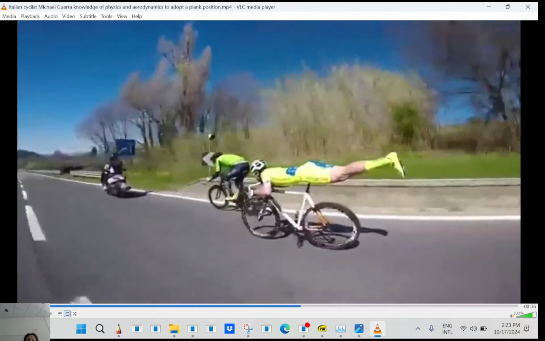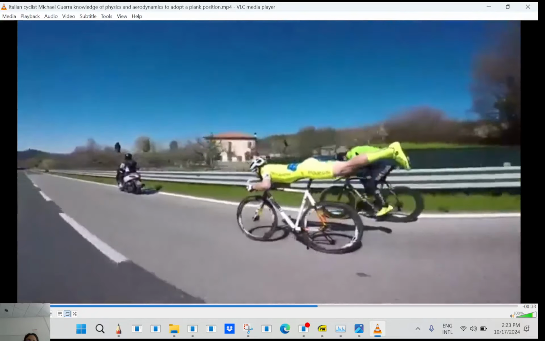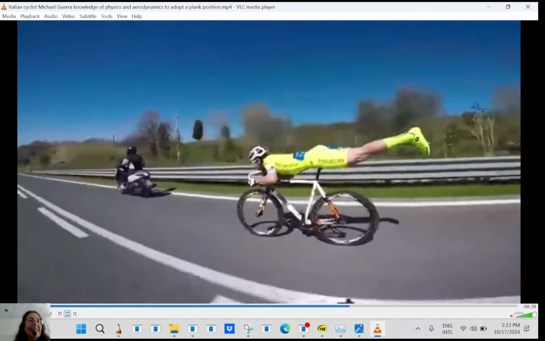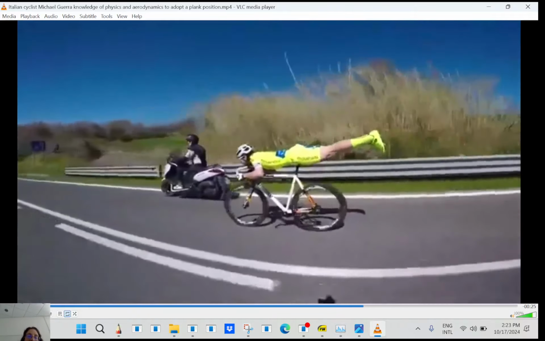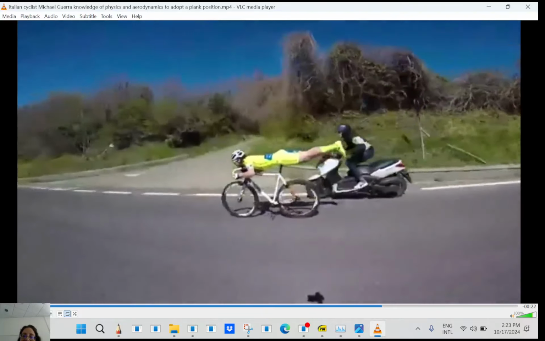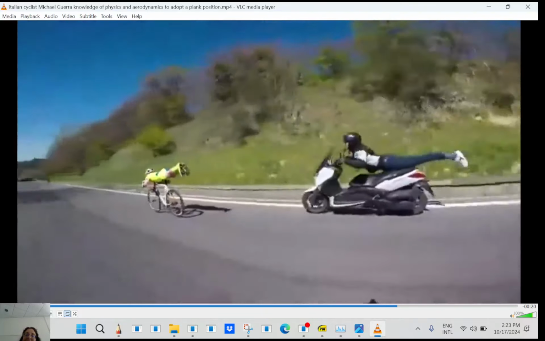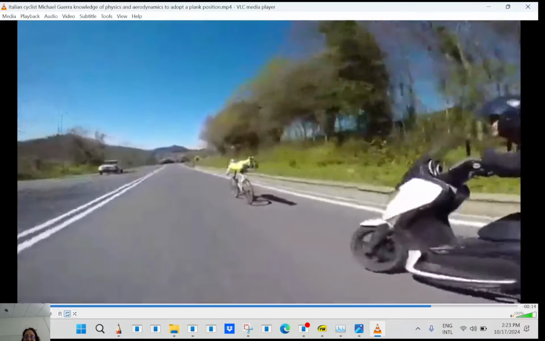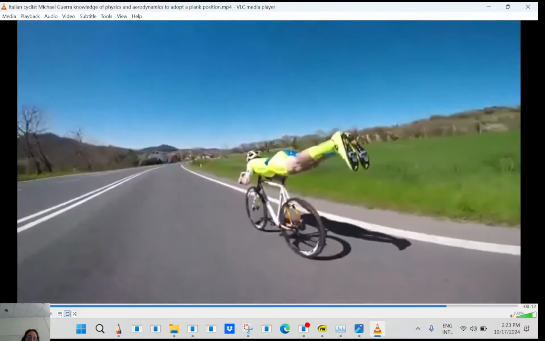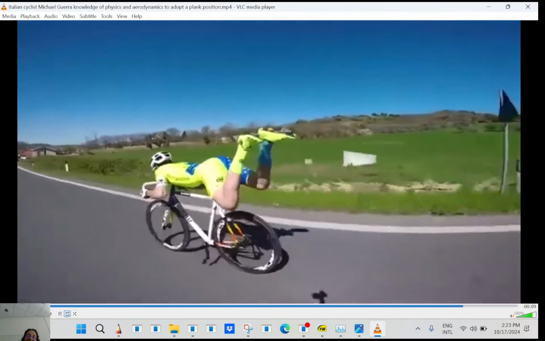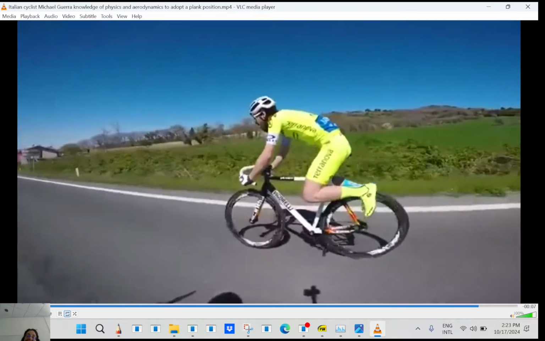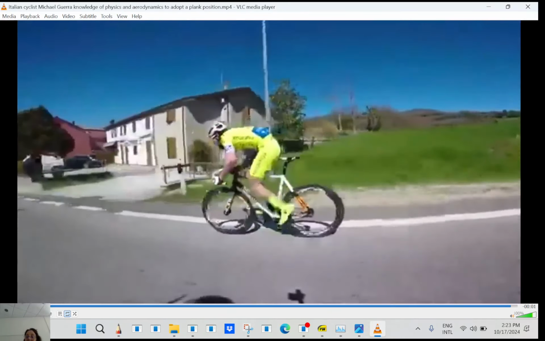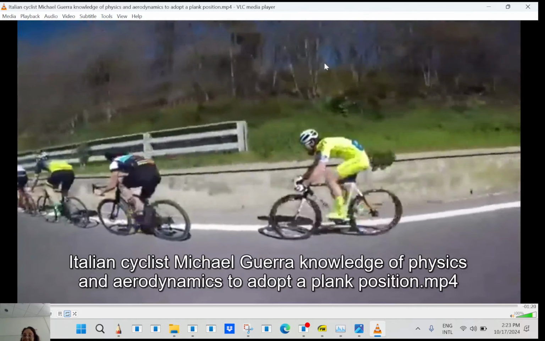And I think he's going to pass the motorcycle. I'm not sure. He's Italian. Michael Guerra. He's so scared, you need to have a lot of balance. Wow. And then you have to catch up, right? It's not that easy.